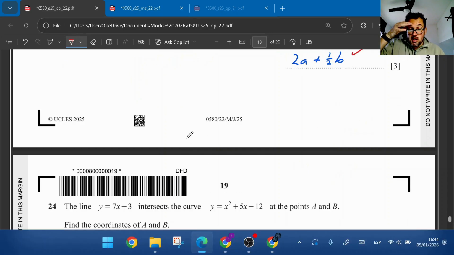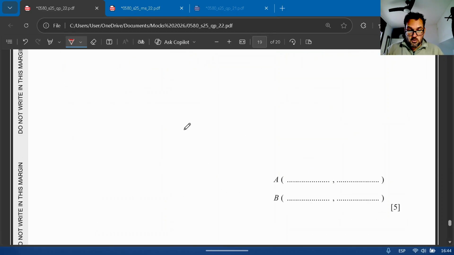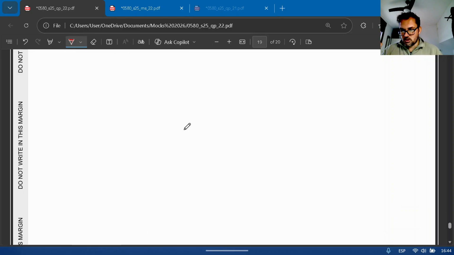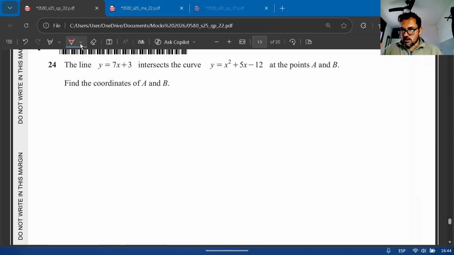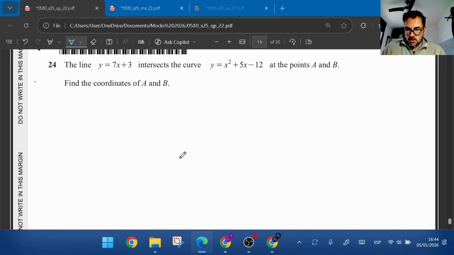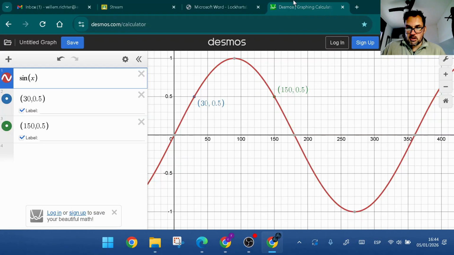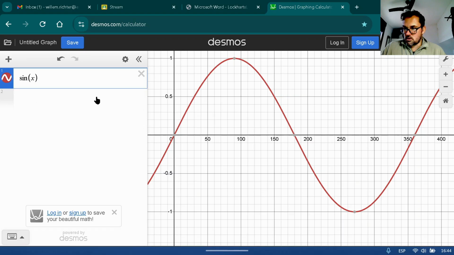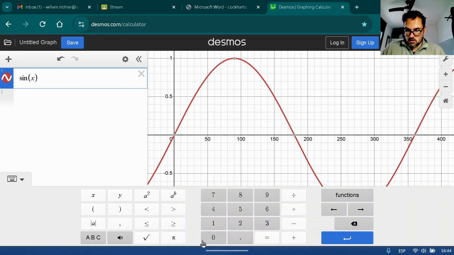You genius. Right, question 24. Only 5 marks for the last question. Easy as pie. All right. The line y equals 7x plus 3 intersects the curve, and of course this is a straight line, and this is a parabola, at the points A and B. Now if you're in the exam and you've got Desmos, you can just put those things in there and they'll give you the answer. So let's do that.